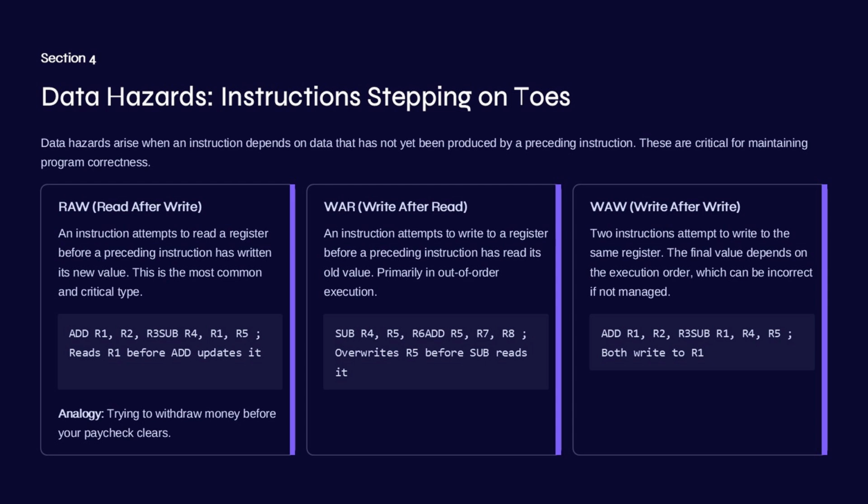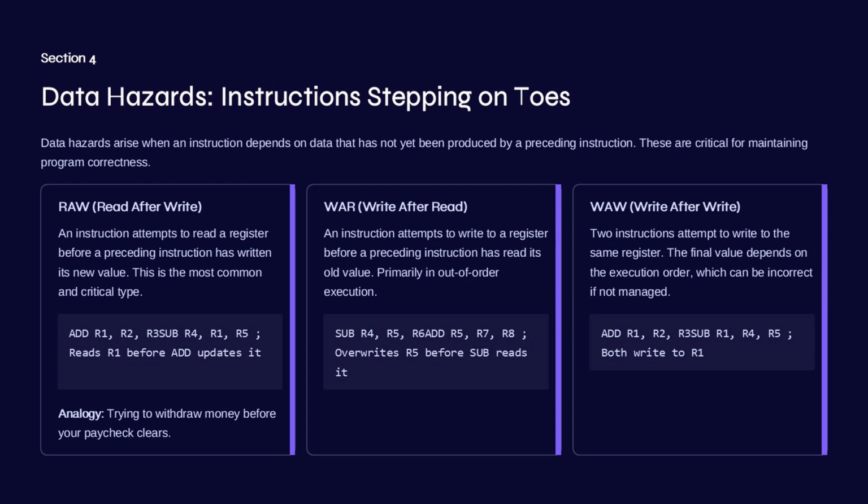B, WAR, write after read, anti-dependency. Here instruction B wants to write a register, but instruction A still needs to read it first. This usually arises in out-of-order execution, where instruction B executes before instruction A. 1, SUB R4, R5, R6. 2, ADD R5, R7, R8, overwrites R5 before 1 reads it.